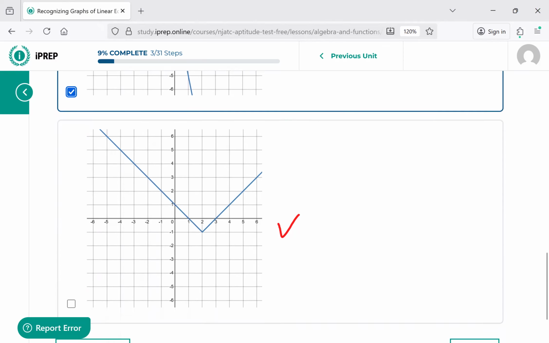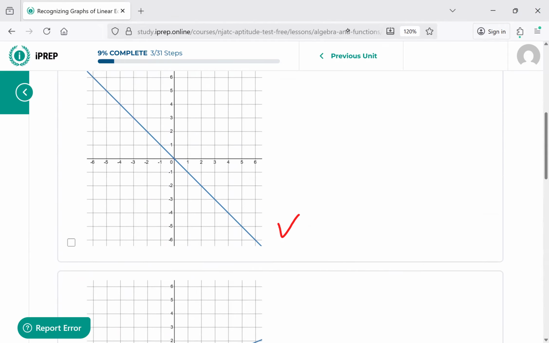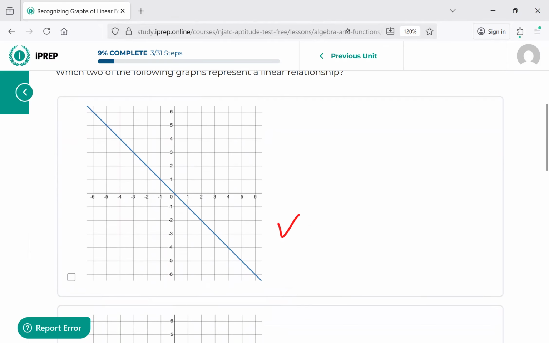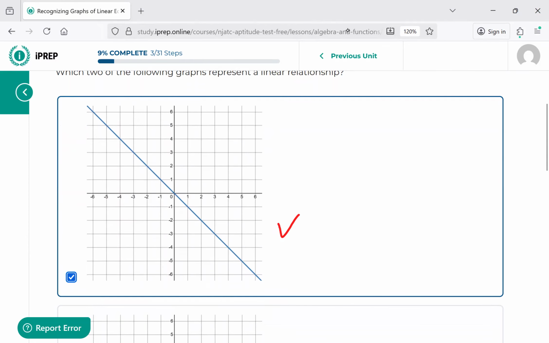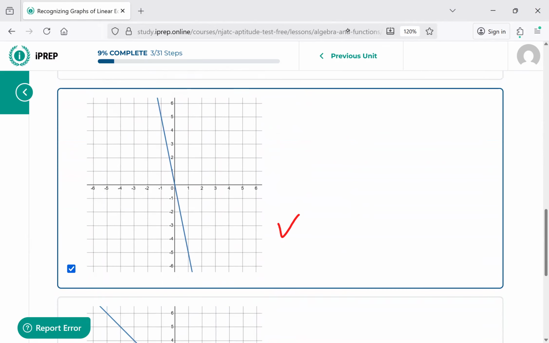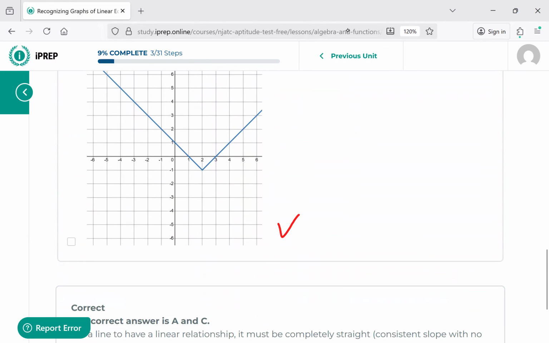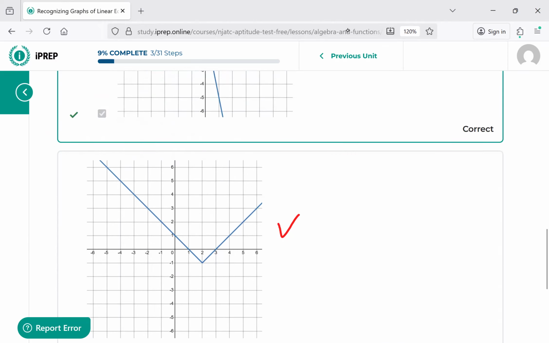This one has a little V. This is an absolute value graph. So no, there's a little V. Yeah, there's a little cusp right here between the 2 and -1. That is an absolute value graph. Okay, so we agree that it's the first one, not the second one, and then this one, and then not that one. Correct answer is A and C. Good.